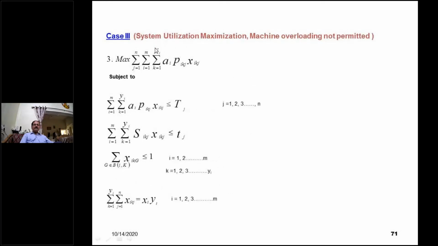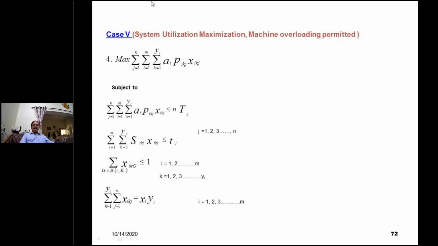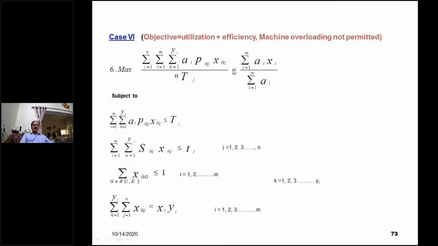And this is the system utilization maximization. Here throughput is not important. How to utilize the system. So system utilization maximization and machine overloading is not permitted. And this is the system utilization maximization, machine overloading is permitted. And here the objective is utilization and the efficiency both is taken. Thereof machine overloading not permitted.